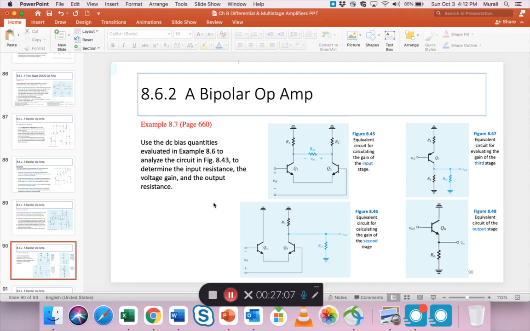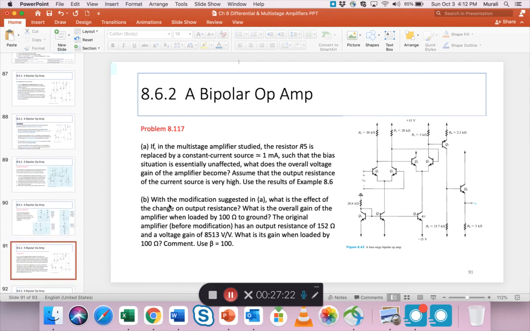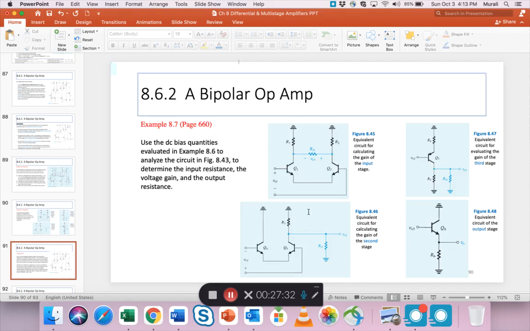8.7, he continues to show us how to do the input resistance, the voltage gain, and the output resistance. Okay, so these are the other two examples. Then I picked one problem from the back to do, which is a simple extension again of the same previous problems that we have seen.